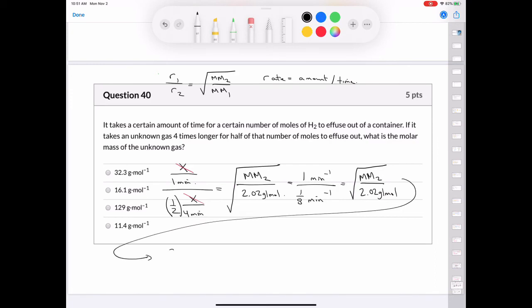We see that 8 squared, which is equal to 64, is equal to the molar mass of our unknown gas divided by 2.02 grams per mole. When you solve for the molar mass of the unknown gas, you end up with 129 grams per mole, and that is our final answer.